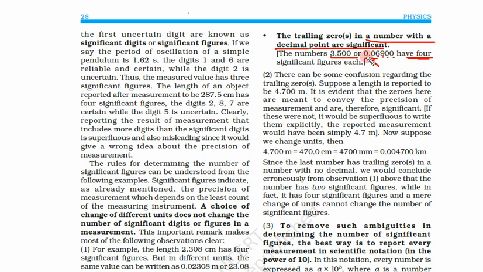So a 0 just after the decimal, but before any non-zero number, is not significant. These are not significant, but any trailing zeros with the decimal point are significant. So this has 4 significant digits, this has 4 significant digits. So these are some of the rules associated with significant figures.